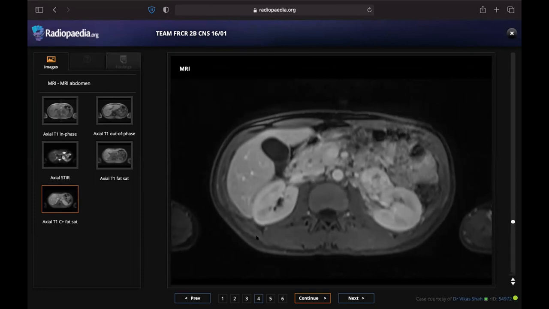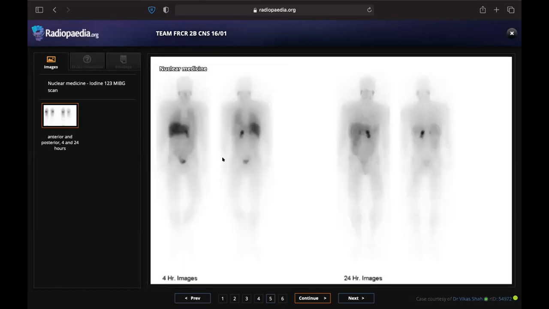Yes, Dr. Leila. All your suggestions were valid, but here we did the MIBG scan. So, what do you see in the MIBG scan?